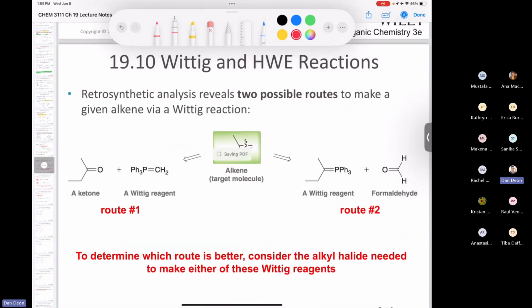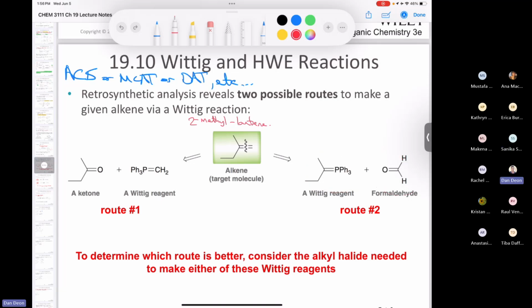But here is the kind of question that they ask on the ACS, or MCAT, or DAT, etc. What they do is they start out with this compound and say, you want to make this compound. So what would this be called? This would be called 2-methyl-1-butene. All right. And there's two possible ways. You could make it from the ketone here. That would be 2-butanone plus this Wittig reagent. Or you could make it from this Wittig reagent and formaldehyde.